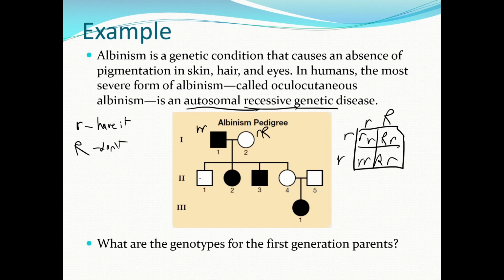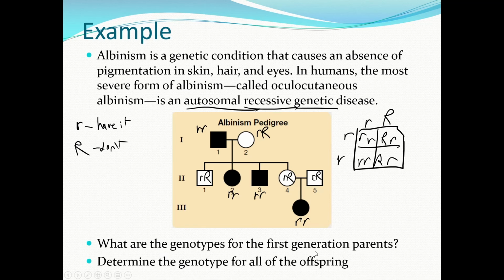So second generation, the genotype is going to be little r. Oops, sorry. That's for the people that have it. This is little r, little r, little r, little r, little r, little r, and this is little r, big R, little r, big R. And the fact that they had a kid that has it means that they have to be heterozygous. So we can figure out the genotypes for everyone.